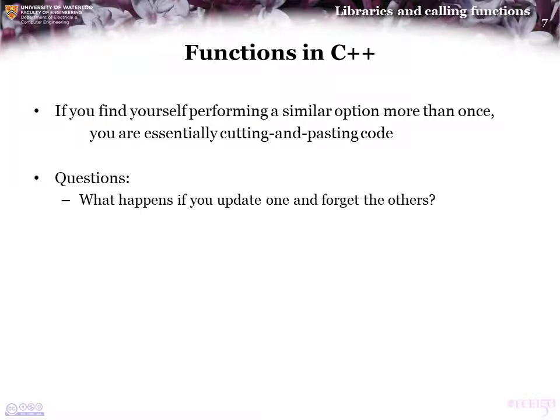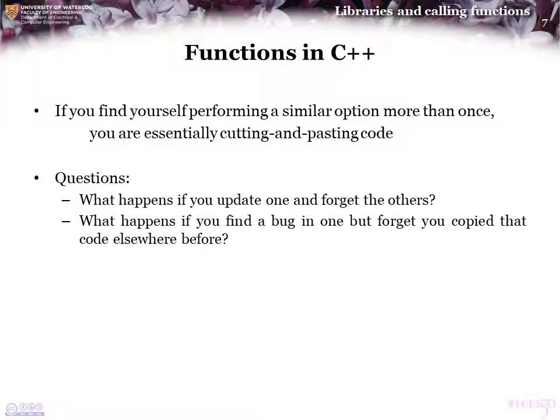What happens if you determine the best way to perform this calculation is slightly different from what I've done? You may go there and update one of your versions of the code, but you forget everywhere else where you've included that same code. Alternatively, what happens if in your lines of code you actually have a bug? You copied that bug everywhere else, but then when you're testing, you find one of those bugs. How do you remember everywhere else you have to go to fix that bug? Again, this becomes a maintenance nightmare.